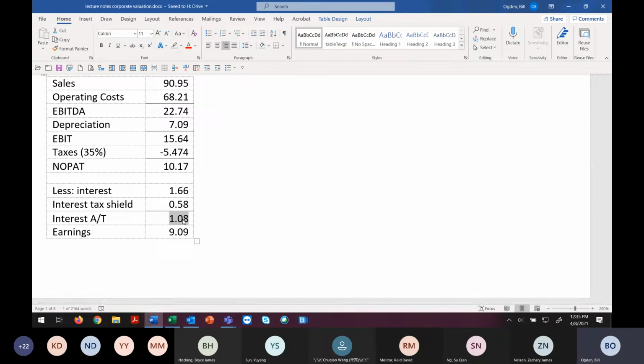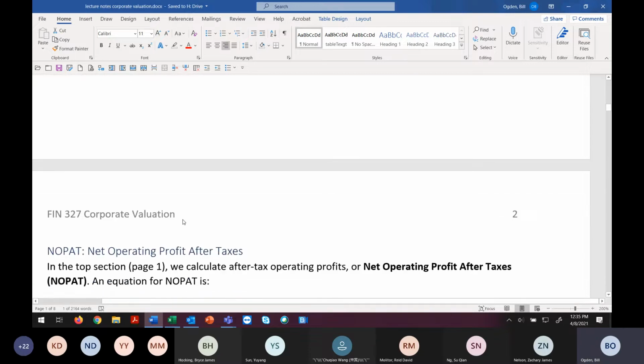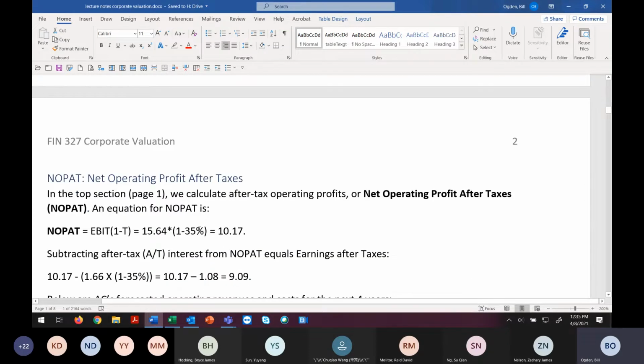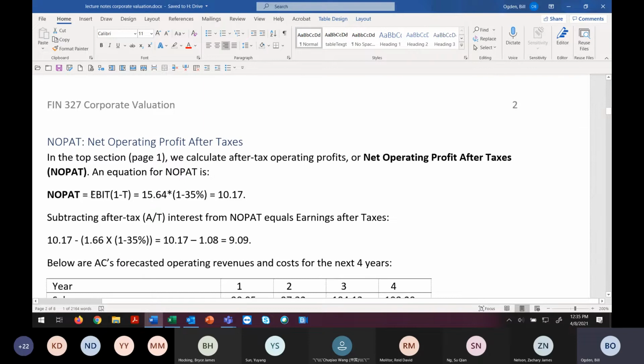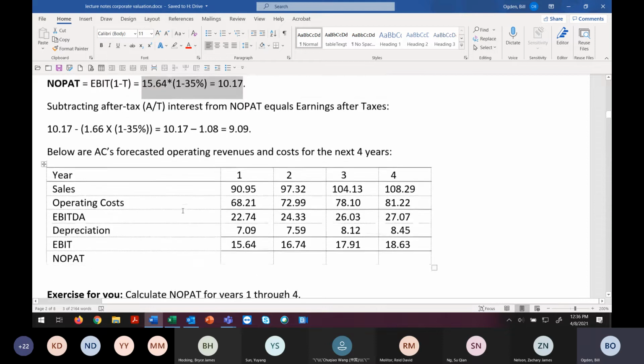You download 10Ks, it will not work this way as easily. All right, so here's your NOPAT, net operating profit after taxes. All right, and an easier way to do it is simply to take EBIT times 1 minus T. You don't need a separate row for taxes. So the first one, I would take 15.64 times 1 minus 0.35, and there you go. All right, so let's value this company, if we could.